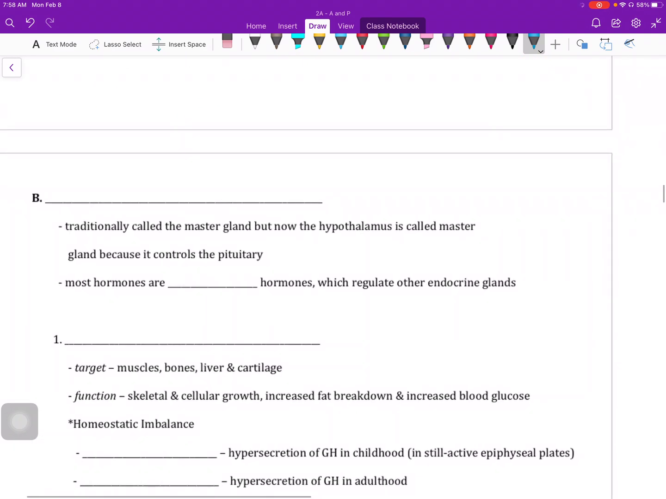Now, we're going to start with the anterior pituitary gland. It was traditionally called the master gland, but now the hypothalamus is called the master gland because it controls the pituitary. This is relatively new, within the last 4 to 5 years. Up until about 4 to 5 years ago, we referred to the anterior pituitary as the master gland because of all of the hormones that it produced and what it controlled. But now we look at the hypothalamus as the master gland because it controls the pituitary.